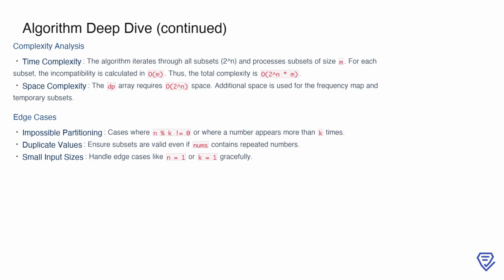Several edge cases must be handled carefully. For instance, if n % k does not equal 0, or if any number in nums appears more than k times, the partitioning is impossible. Duplicates in nums also need to be managed to ensure subsets remain valid. Finally, when dealing with small input sizes, such as n equals 1 or k equals 1, the algorithm should gracefully handle these scenarios and return the correct output.